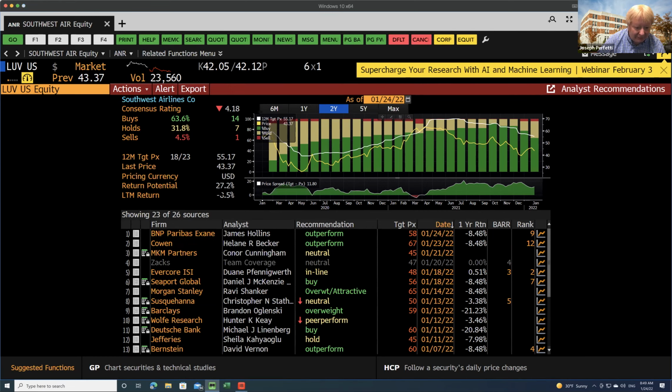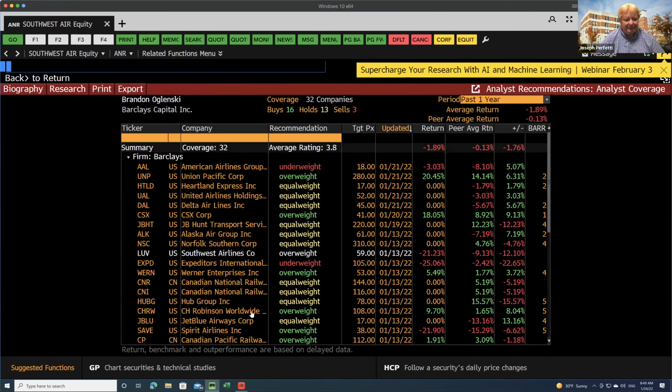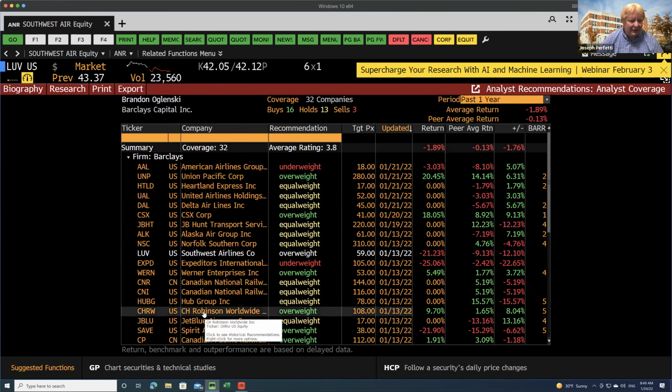Okay. And so, for example, let's take Barclays, Brandon Oglensky, whatever, can't pronounce this person's name. So if I want to see Brandon, his team covers these 32, looks like transportation companies. So that's actually pretty big for a sell side team. Most sell side teams can choose the number of companies they want to do research on. So they set their own research criteria, but generally they cover between 10 to 16 companies.